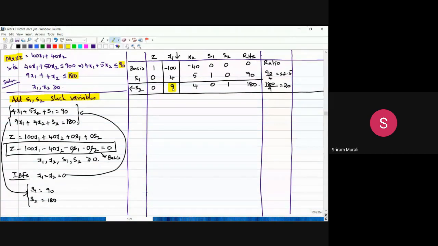So I repeat: first find the least negative in the basis row, mark it as a key column, and the respective variable is an entering variable. Compute the ratio corresponding to basis, right hand side by the key column element: 90 by 4, 180 by 9, you get 22.5 and 20. Find the least in the ratio, which is 20, and the respective variable is a leaving variable. Mark this row as the key row. The intersection of key row and key column is the pivot element. This pivot element should be equal to 1. If not, I should divide. So this is what I said.